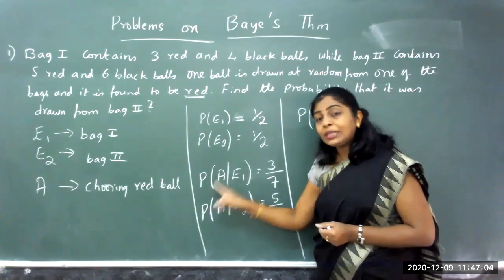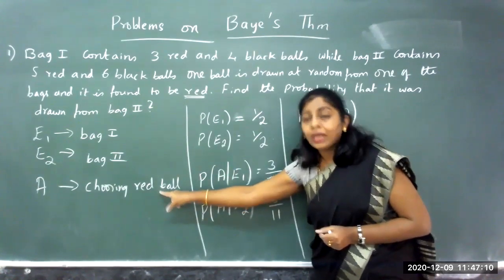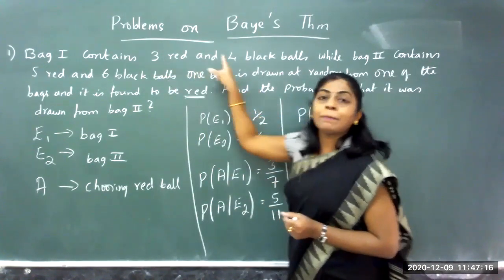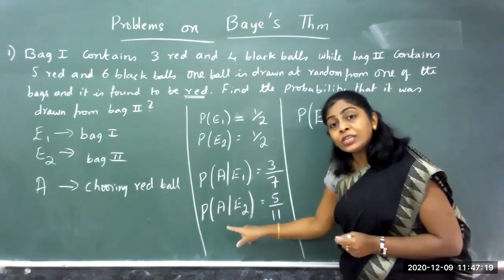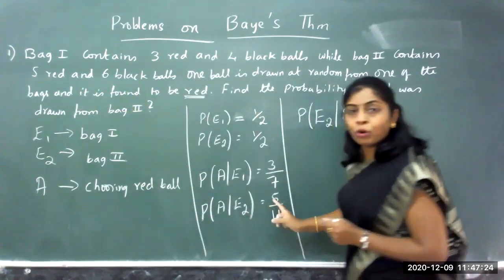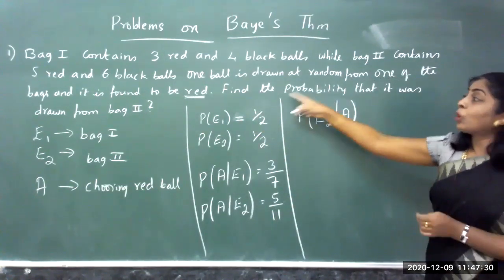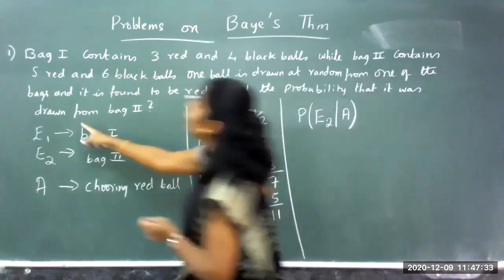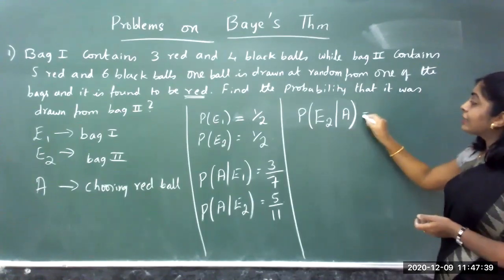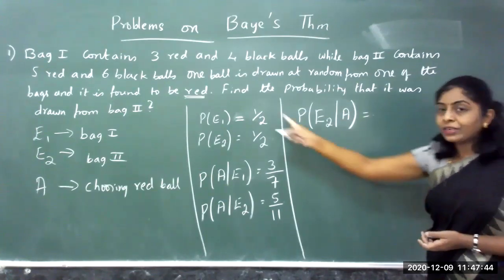Then, probability of choosing a red ball from bag 1. Probability of choosing a red ball A, that is, in bag 1 there are only 3 red balls out of the total number of balls, 3 plus 4, 7. Probability of choosing a red ball from bag 2. From bag 2, when I choose a red ball, it is 5 red balls out of the total balls. What is the total balls? Now let me find what is asked: the probability that it was drawn from bag 2, given a red ball. This statement is what we learned in Bayes theorem, and using that we have written the data.